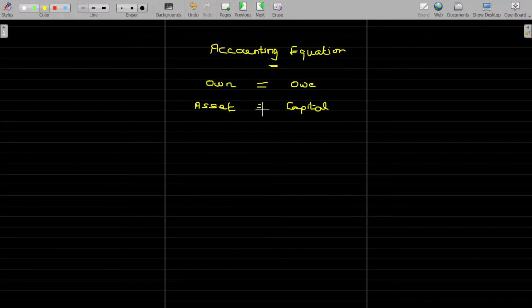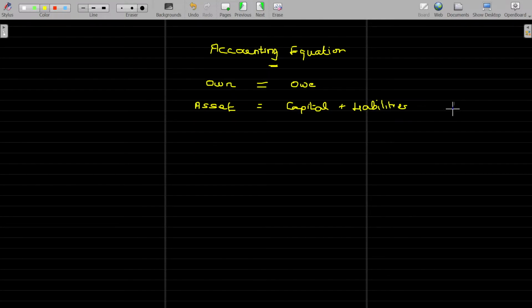That fund is not sufficient enough to run the business. Sometimes we could have received money from outsiders also. That money will be named as liability. So capital plus liability is equal to asset.